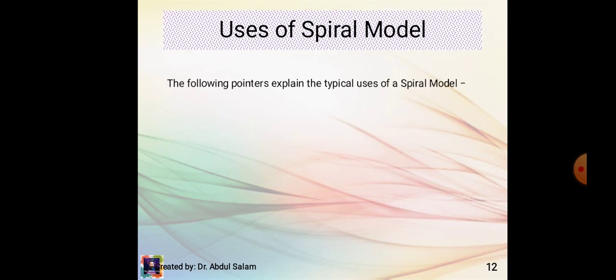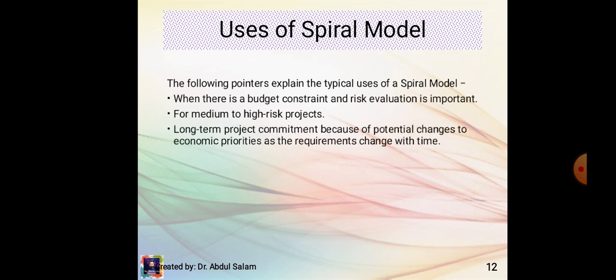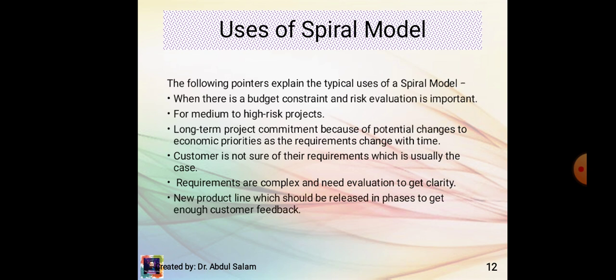Uses of spiral model. The following pointers explain the typical uses of the spiral model. When there are budget constraints and risk evaluation is important. For medium to high risk projects, long-term project commitment because of potential changes to economic priorities as the requirements change with time. Customer is not sure of their requirements, which is usually the case. Requirements are complex and need evaluation to get clarity. New product lines which should be released in phases to get enough customer feedback.